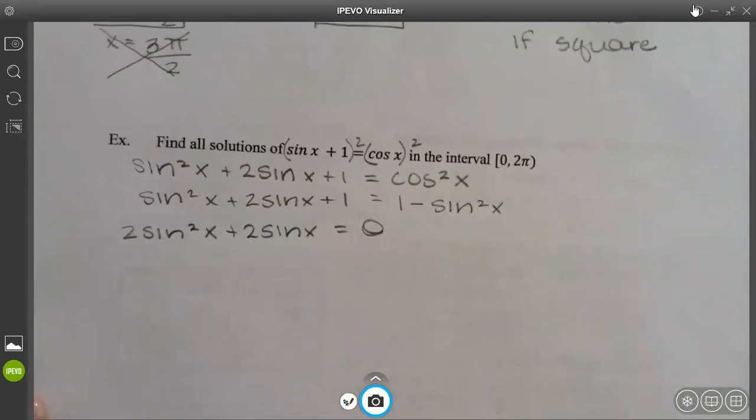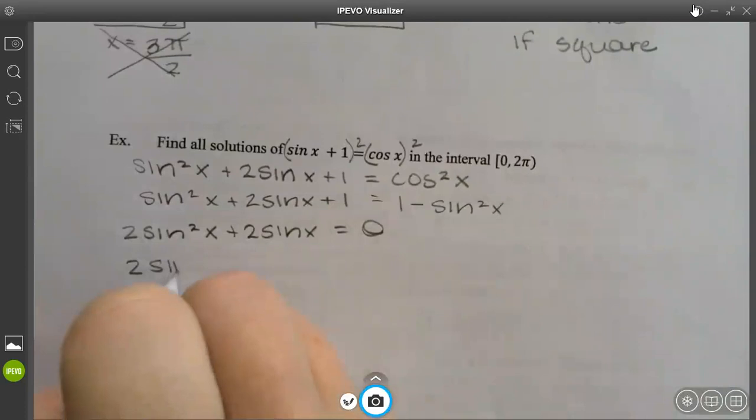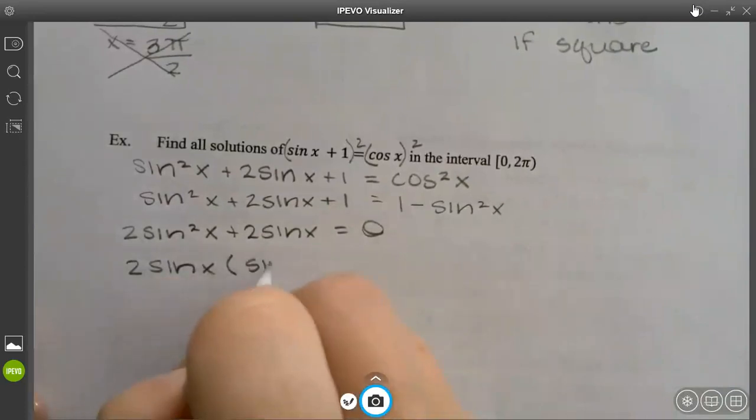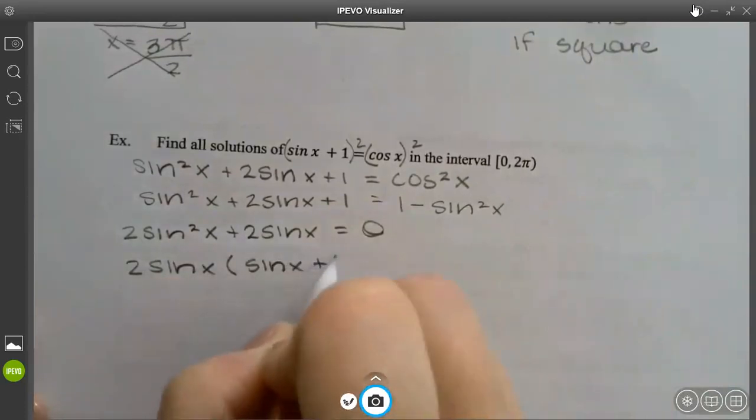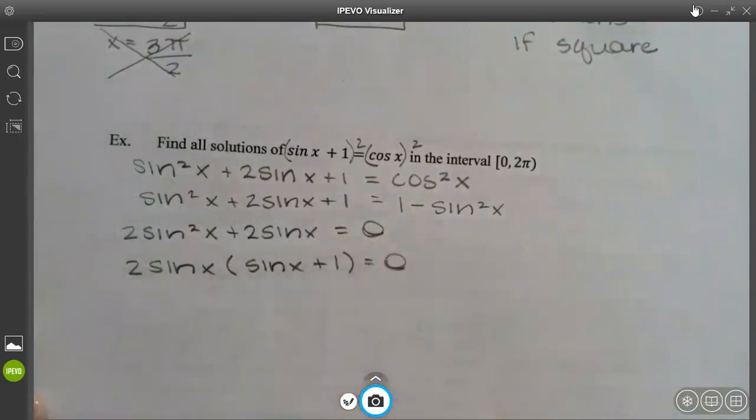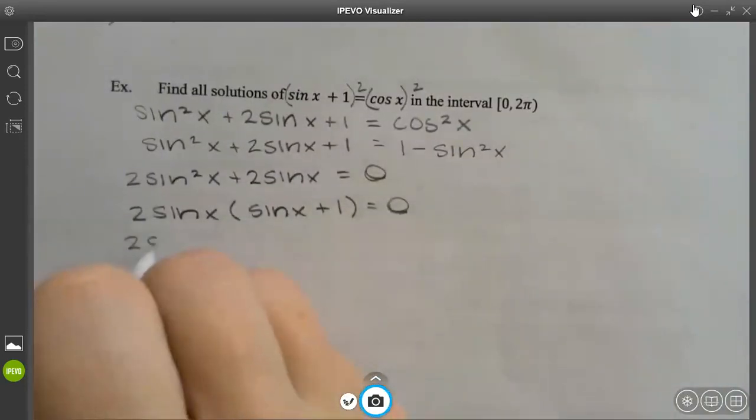What do you notice? 2 and sine x leaves me with plus 1. Set both factors equal to 0.